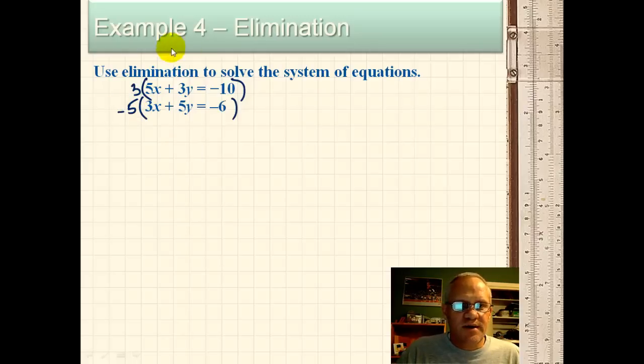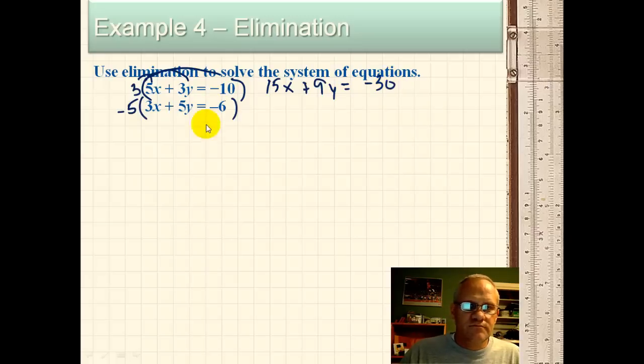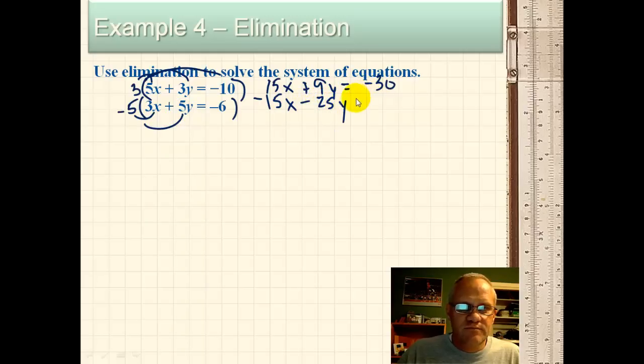All right, let's multiply it out here. 3 times 5x, 15x. 3 times 3, 9y. And 3 times a negative 10 is negative 30. On the bottom, when you multiply here, that's going to give you a negative 15x. Multiply negative 5 times 5 is negative 25y. And then negative 5 times negative 6 is 30. Okay?